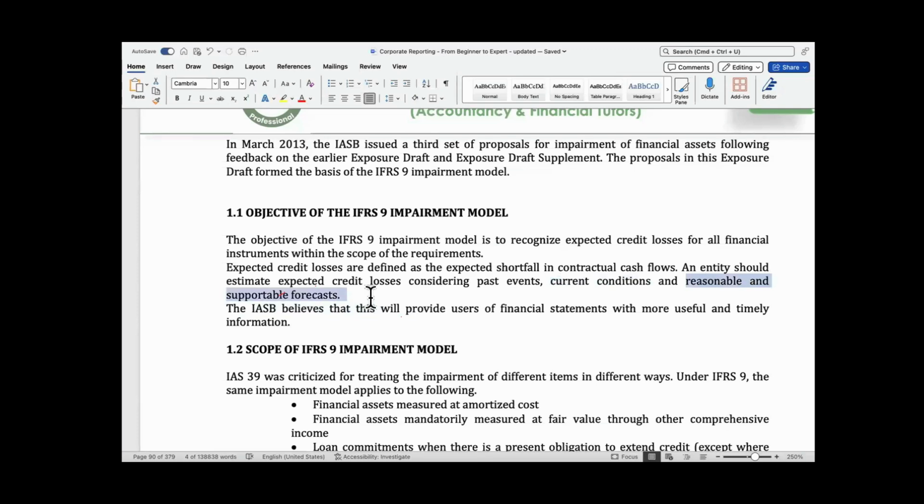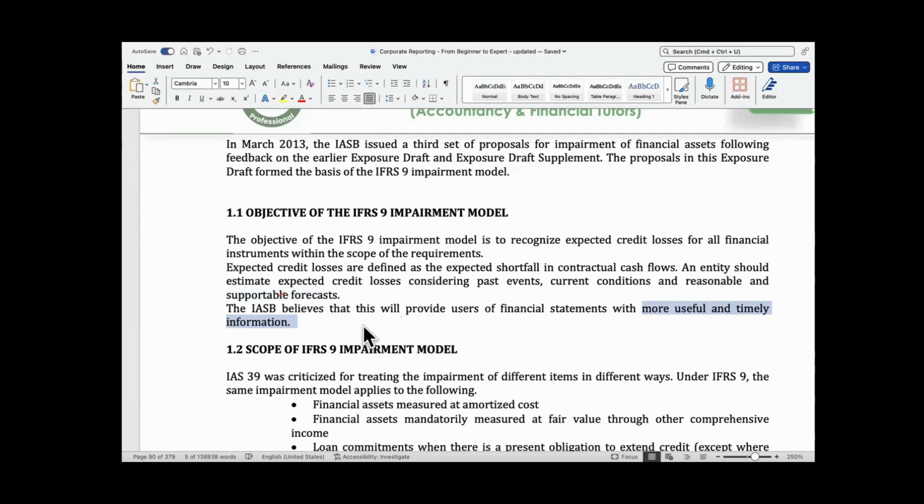So expect that losses would occur, not wait for when those losses occur. That's when you book it. You should expect that they might occur. And that's how we book losses now, which we call impairments. The objective of IFRS 9 is to recognize expected credit losses for all financial instruments, specifically financial assets. Because we believe that if you use an ECL model, it's going to provide more useful and timely information to users.